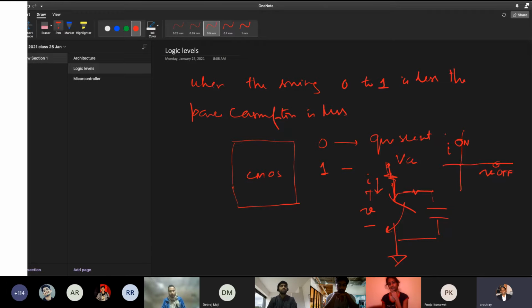So the power consumption is very less because the current is very less in the off state, and V off into I is very less. When it is in the on state, the voltage across it is very less, so power consumption is less.